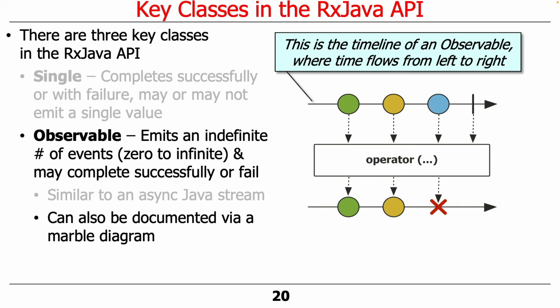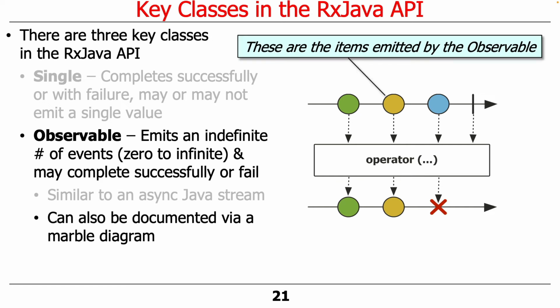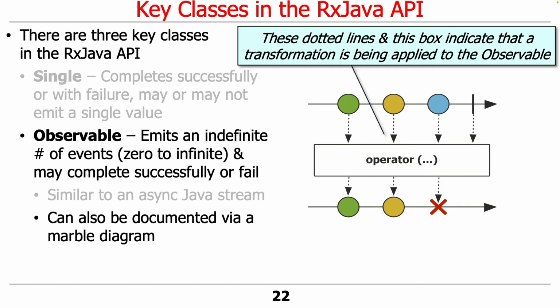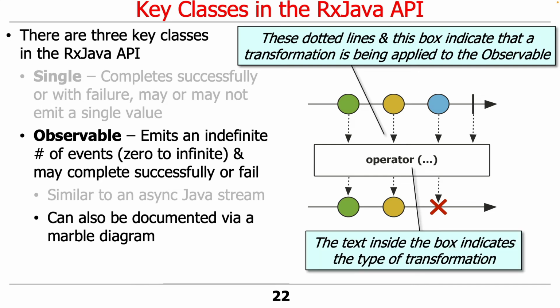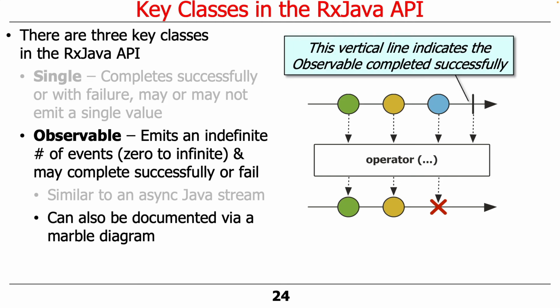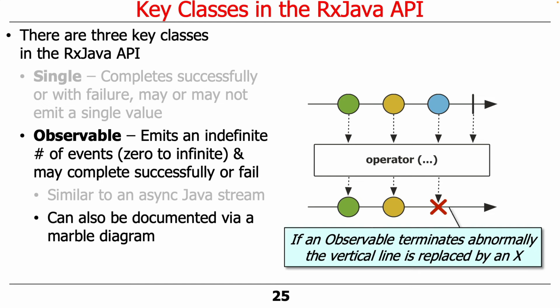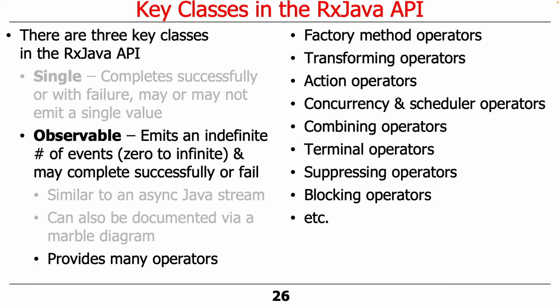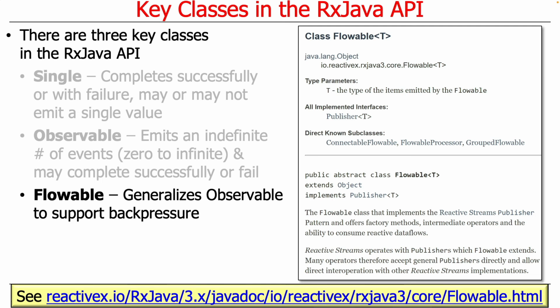As before, there's a flow of data from left to right. There are items that are emitted by the observer. This box indicates the transformation that'll be applied by the observer using typically some operator like flat map or reduce or whatnot. And then you get results that come out. If everything goes well, we've finished successfully. If something goes wrong, we have a little X that indicates things failed. Once again, there's a boatload of operators for observables, just like there are for singles. The main difference usually being that they work on a stream of things, whereas a single only works on one thing or only emits one thing, typically.